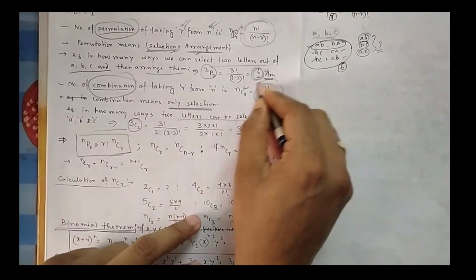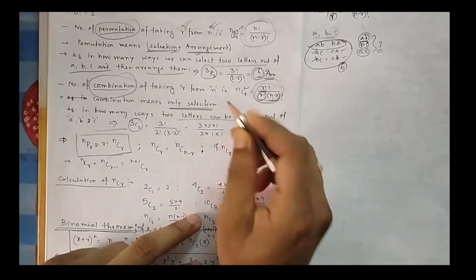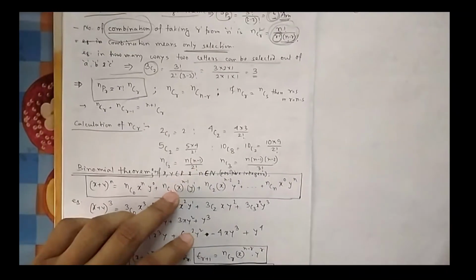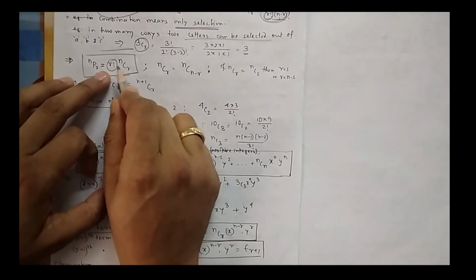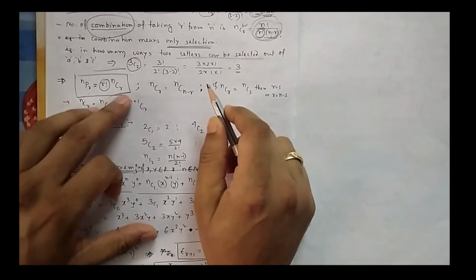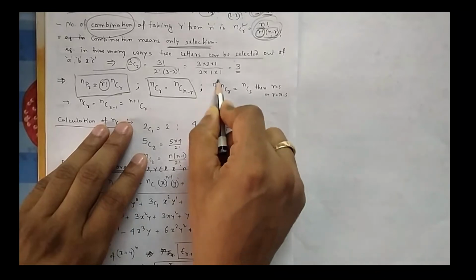Now there are some properties that you should know between nPr and nCr. You see the relation: this is the formula for nPr, this is the formula for nCr. What is the difference between these two? Only r factorial is there. That's the difference. So nPr is nothing but nCr multiplied by r factorial, then this r factorial would automatically get cancelled.